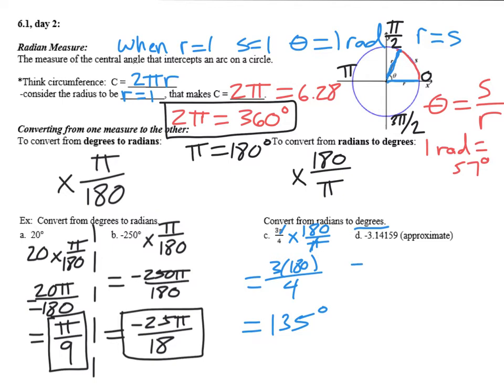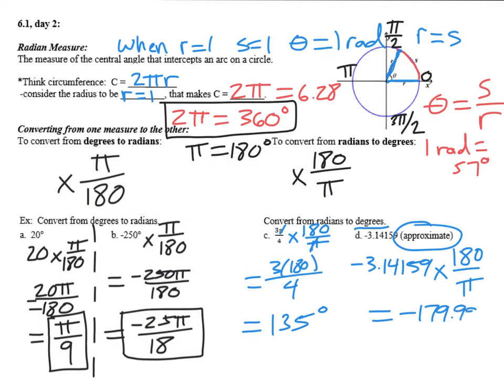Now, if you get something like this, negative 3.14159, okay? We're going to degrees, so we're like, all right, 180 over pi. But you notice there's no pi to cancel out. This is the one case where you would go for an approximation, right? So you would just throw it into your calculator. You would get negative 179.99, right? Now we're basically talking about negative pi. So we could roughly call that negative 180 degrees.